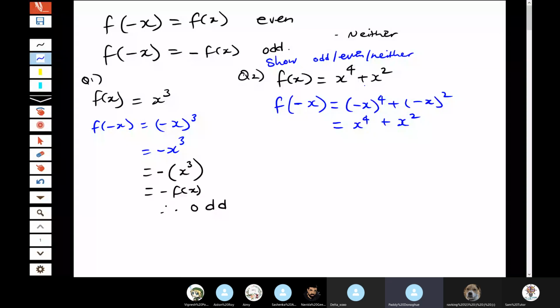So it's even. It's the original, so you have to write equals f of x, because you have to essentially prove it. You're going to say it's even or odd, you've got to write it like that. So that's why I've written f of negative x equals f of x. Therefore, what you just said. Good work.